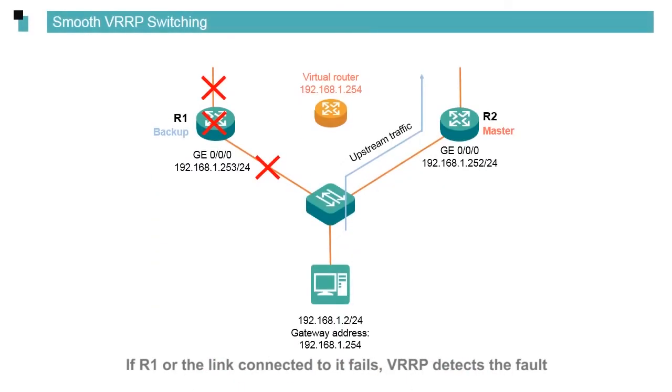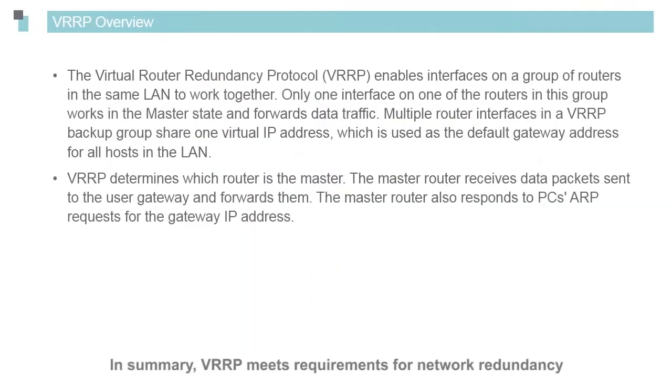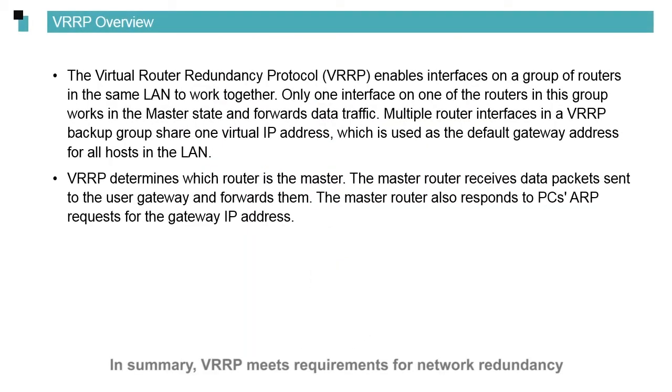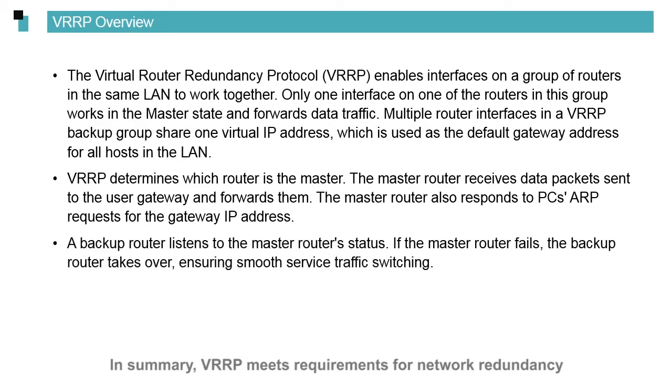If R1 or the link connected to it fails, VRRP detects the fault. VRRP then smoothly switches traffic to R2. The PC is completely unaware of the fault and the switchover, and no manual changes are required. In summary, VRRP meets requirements for network redundancy. After VRRP is used, routers in the same LAN work together. However, you must ensure that the interfaces running VRRP are in the same broadcast domain.